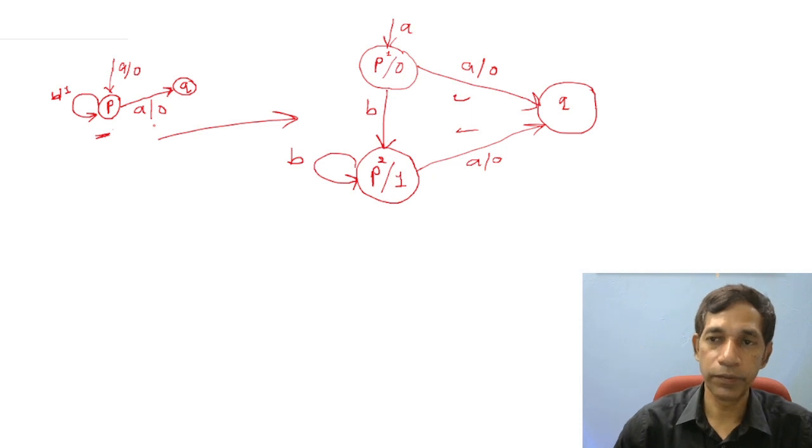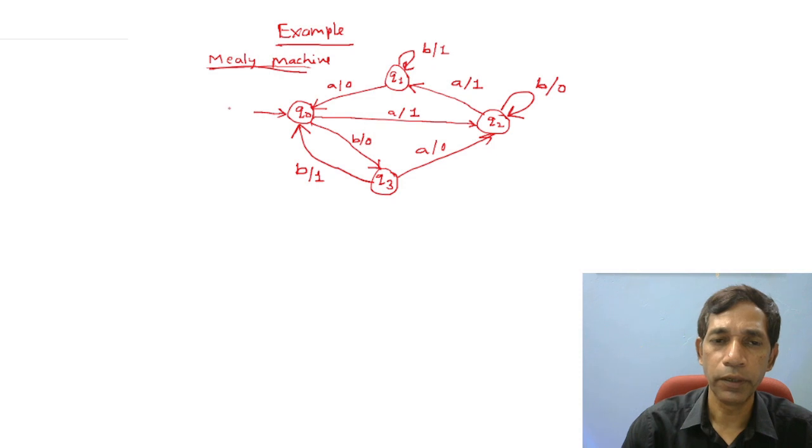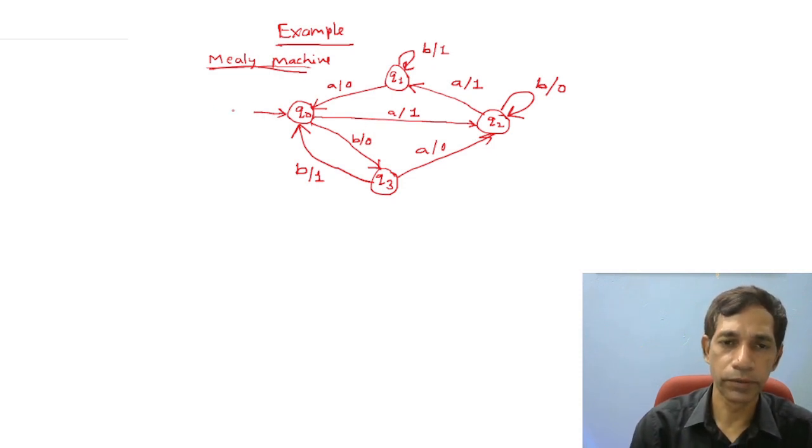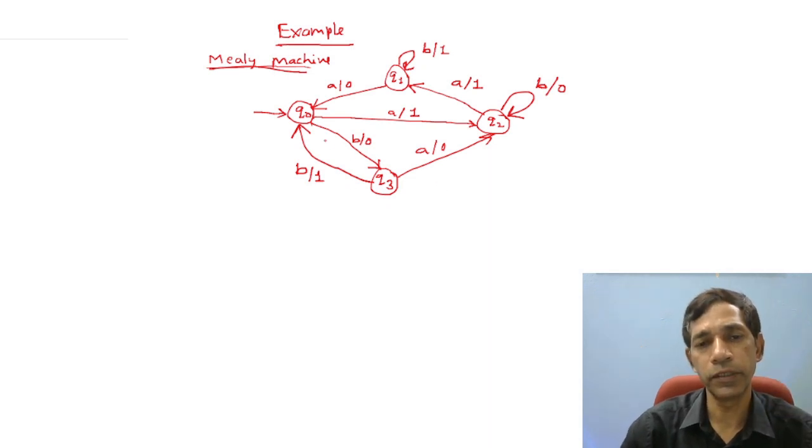So let us see one example. We are given the Mealy machine. This is the Mealy machine, and we want to obtain the equivalent Moore machine, so from Mealy machine to Moore machine. So how can we convert? We can start from the initial state Q0 and go one by one. Every state we are going to convert into the form of the Moore machine, so we have to consider state by state. So we can start from Q0.